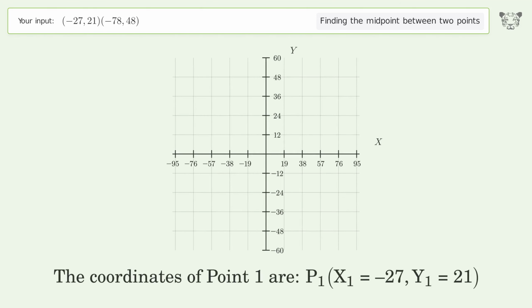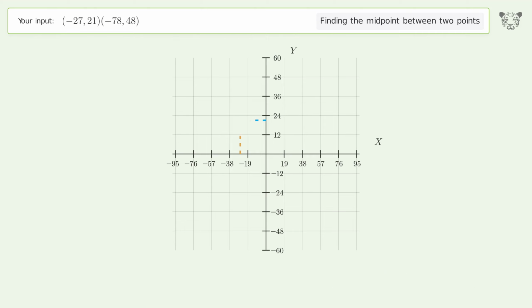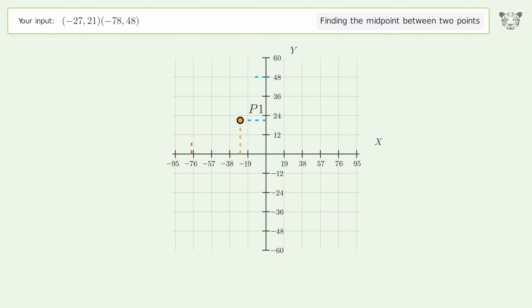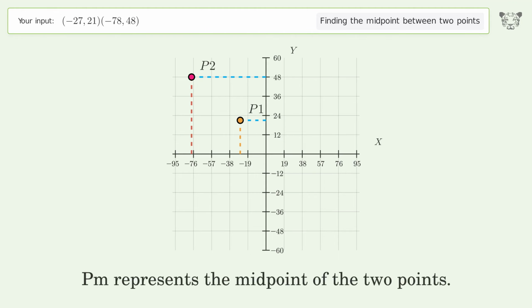The coordinates of point 1 are, x1 equals negative 27, y1 equals 21. The coordinates of point 2 are, x2 equals negative 78, y2 equals 48. PM represents the midpoint of the 2 points.